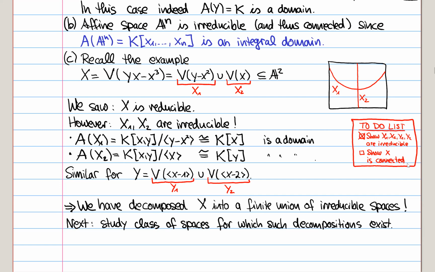So on our to-do list for this running example, we did show that the X_i and Y_i are themselves irreducible. What is still to show is that X is connected, and there we're going to see a fully general recipe for how you can check this if you know something about these irreducible sets decomposing your variety. And this is also a segue to the next video. So we did decompose in this example X as a finite union of irreducible spaces, which cannot be decomposed further. And we proceed now by studying a general class of such topological spaces which admit decompositions of this form.